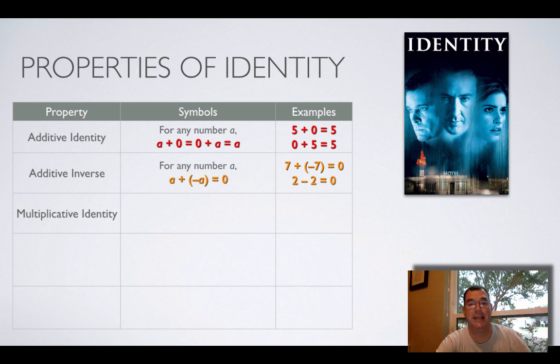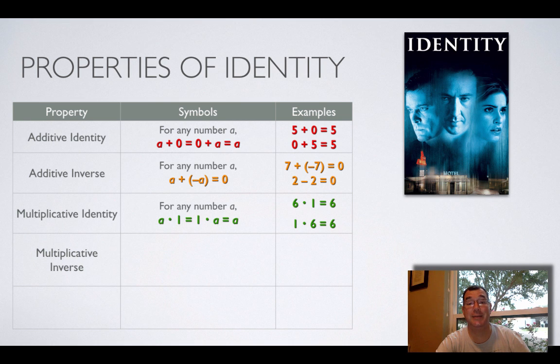Then we talk about multiplication. I need to be able to multiply by a number so that the value of that number doesn't change. And in our case, that's 1. I can take any number, multiply it by 1 before or after that number, and the value of the number doesn't change. So 6 times 1 is 6. 1 times 6 is also 6. Doesn't change the value of that 6.